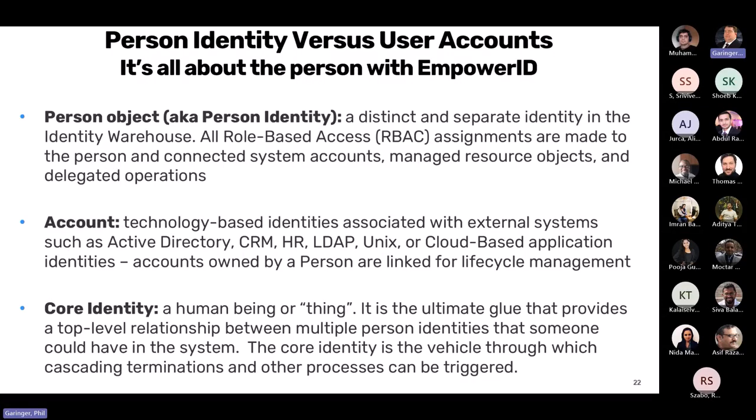Because when Joe leaves the organization, we need to know that Joe had this administrative identity. He had this contractual identity over here. He had this training identity. He had his regular identity. You know, Joe had all these different personas that defined his position or his situation within various business objects within EmpowerID, business contracts, if you will.